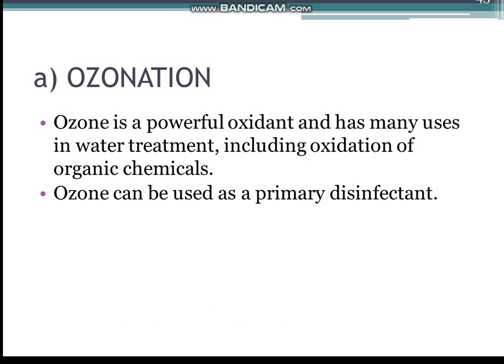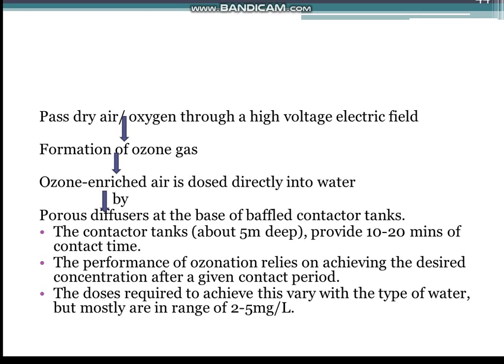First, ozonation. Ozone is a powerful oxidant and has many uses in water treatment, including oxidation of organic chemicals. Ozone can be used as a primary disinfectant. Ozone gas is formed by passing dry air or oxygen through a high voltage electric field. The resultant ozone-enriched air is dosed directly into the water by means of porous diffusers at the base of baffled contactor tanks. The contactor tanks, typically about 5 meters deep, provide 10 to 20 minutes of contact time.